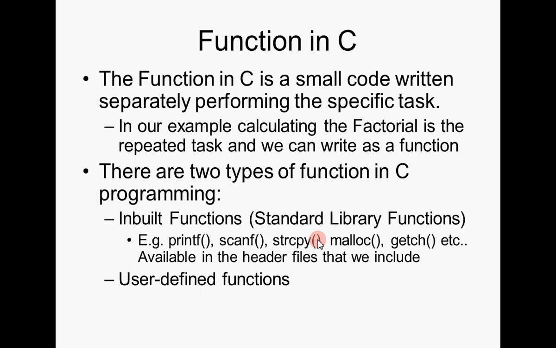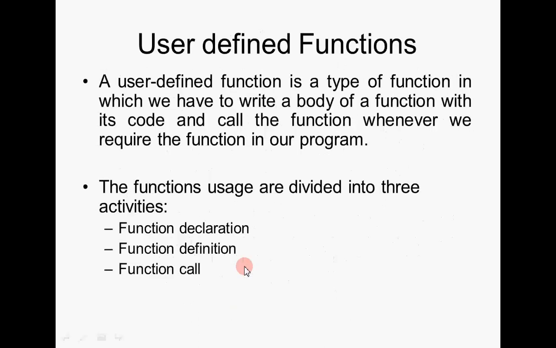The second type is the user-defined functions, the functions we want to write on our own. User-defined functions are written by the programmer for the solution of a particular problem. Whenever we want to write a solution which is used repeatedly, we use a function in the program, and the code written for the function is represented as a separate part in the program.